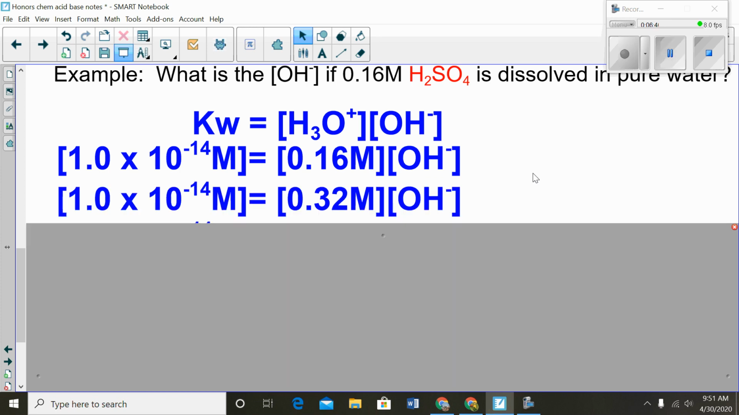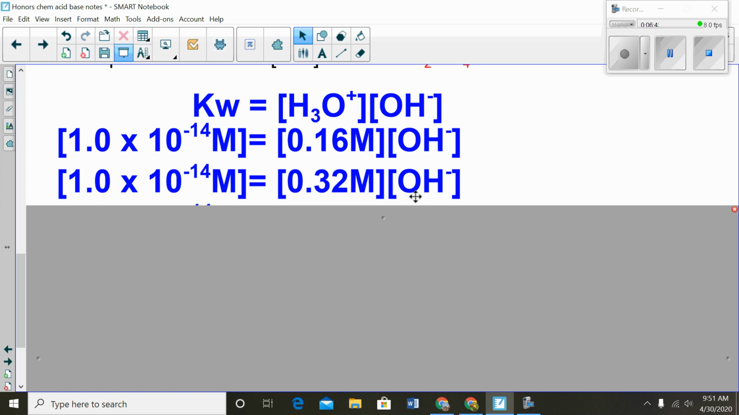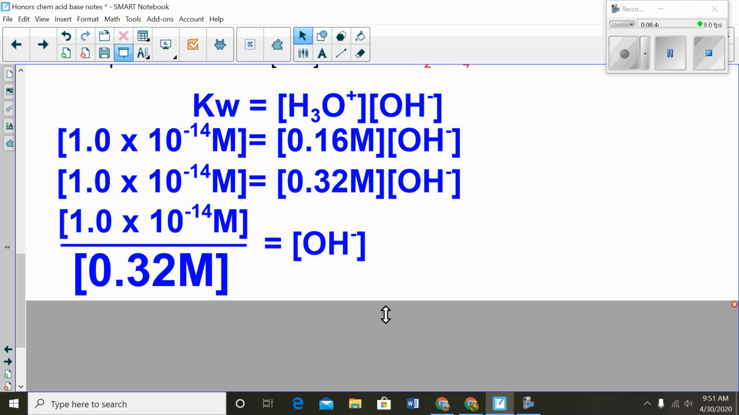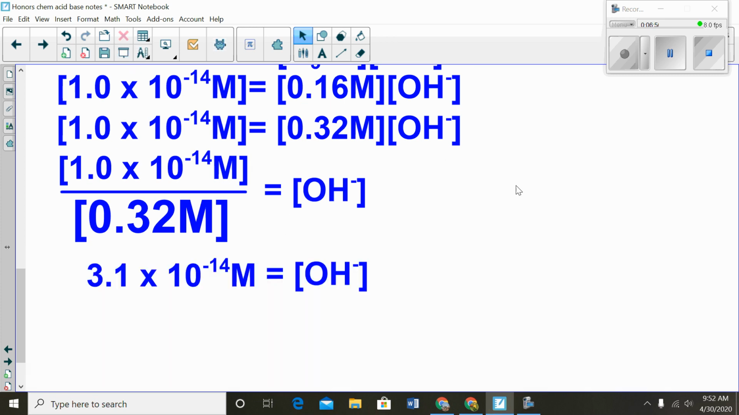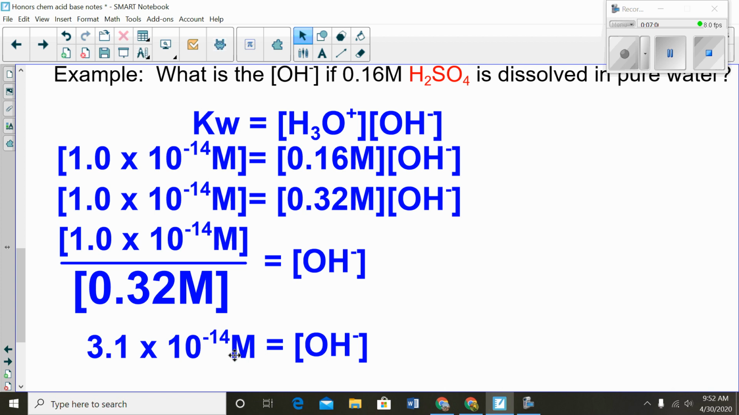But now the math remains the same. You're trying to isolate the OH minus, so you need to divide. And again, when you type this into your calculator, it's 1.0, the EE key to the minus 14th, and then just divide by 0.32. And this is your answer. And don't forget, for each of these, the unit is M for molarity, because that means strength or concentration.